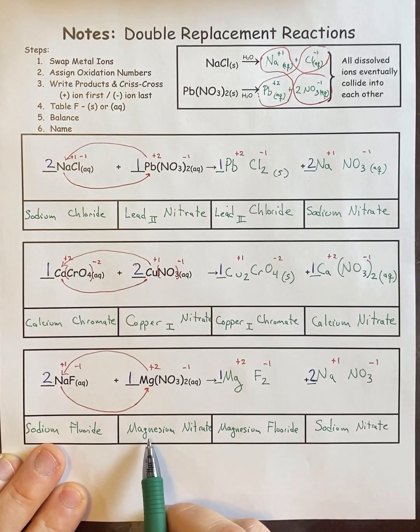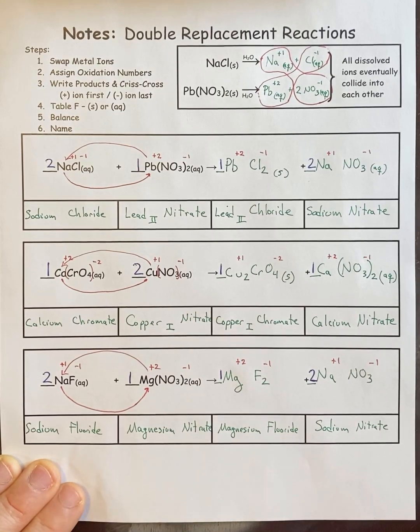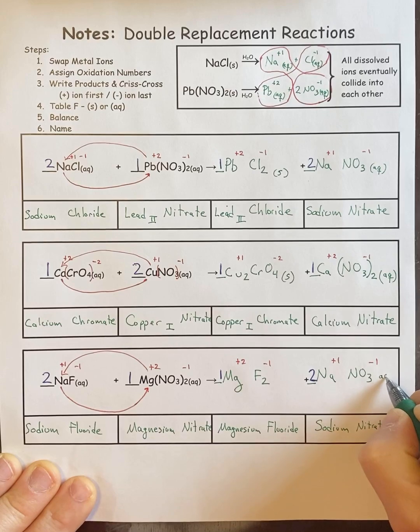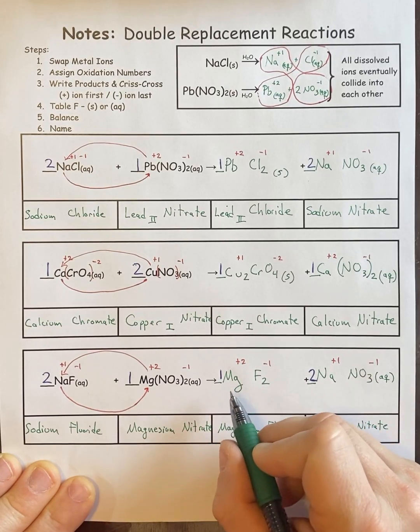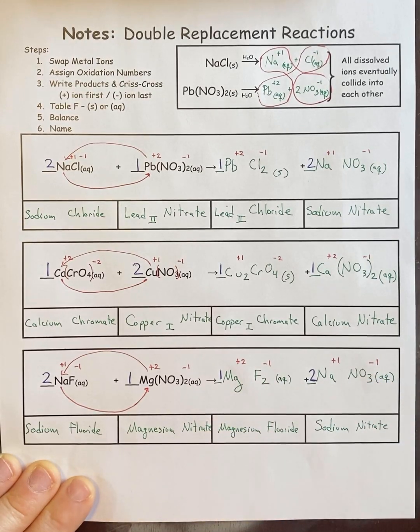Notice all I did was switch the metals to create the two names on the right. Neither of them get Roman numerals because neither of them have more than one oxidation state. And the last thing, which ones dissolve in water? Well, in this case, here's the issue. Nitrates always dissolve and halides always dissolve, and Mg is not an exception. So it is also aqueous, and so here's the issue.